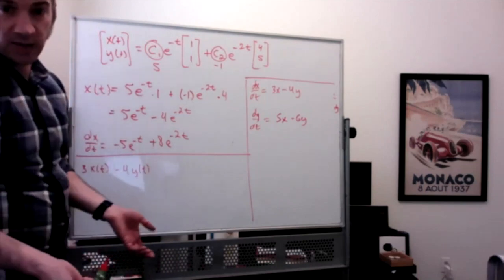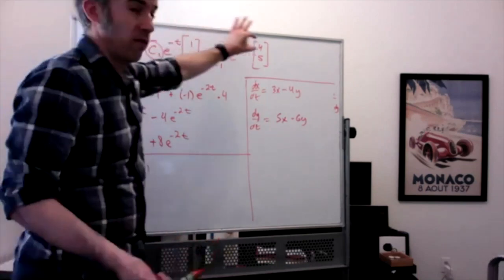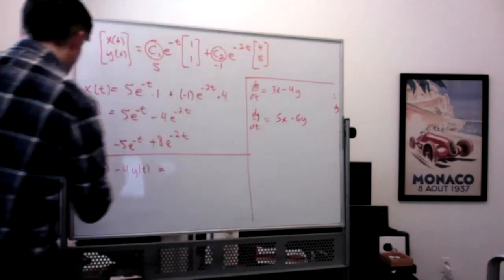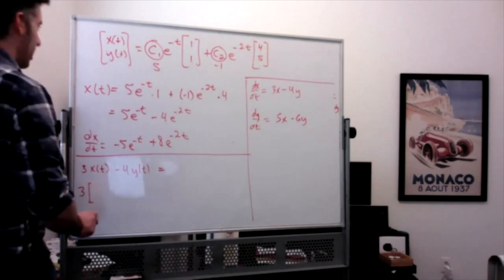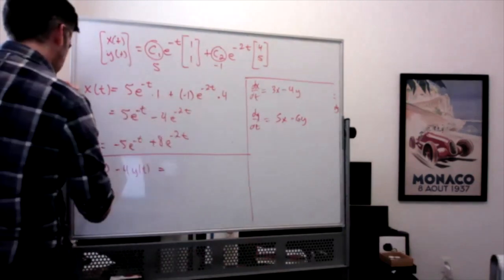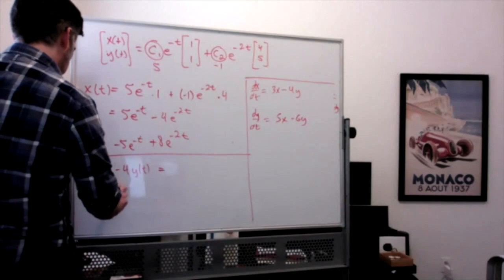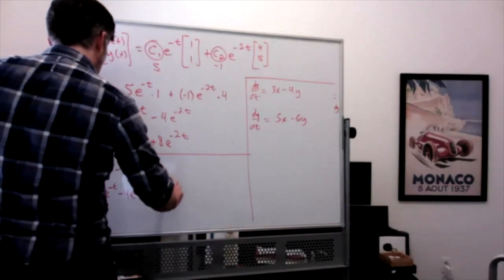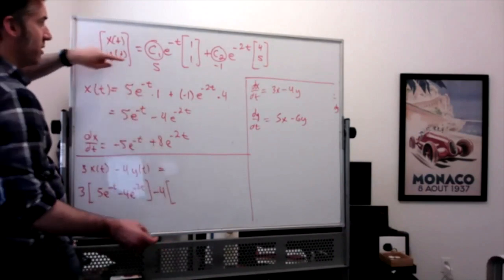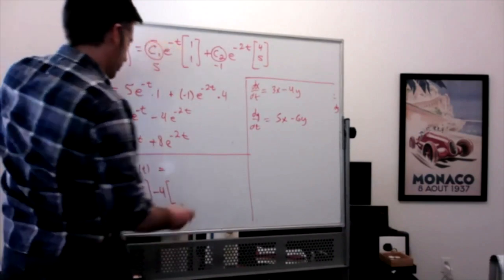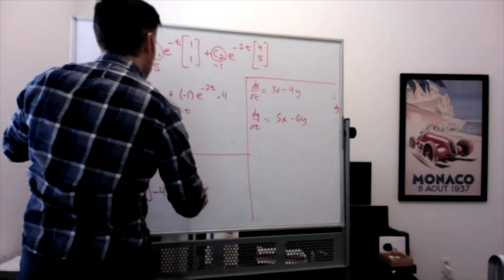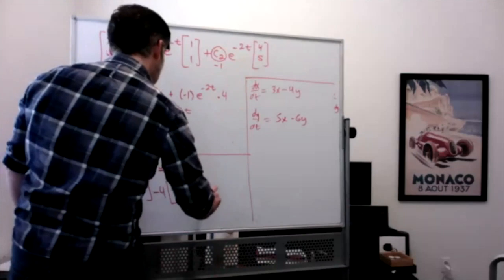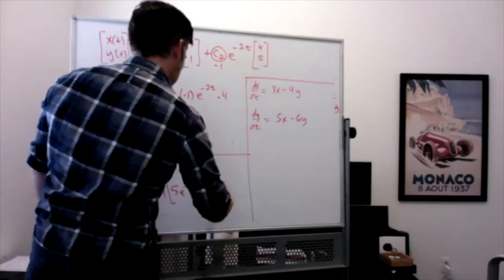Well, we already know what x and y are. X is just the first row of this, and y is just the second row. So that's going to be 3 times x of t, which is 5 e to the negative t minus 4 e to the negative 2t, minus 4 times y of t, which would be 5 e to the negative t times 1 minus e to the negative 2t times 5, which I'm going to write as minus 5 e to the negative 2t.